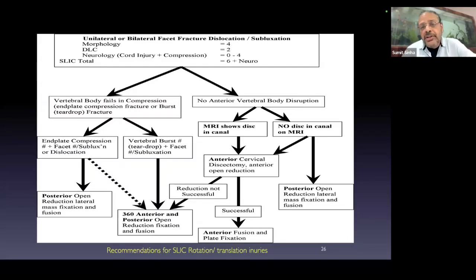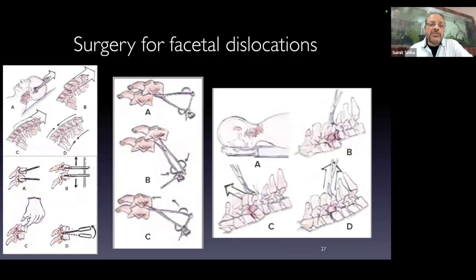And if there is no anterior vertebral body disruption, but MRI shows a disc in the canal, then you have to first of all take care of the disc. Now, this is very important. You have to do an anterior cervical discectomy, an anterior open reduction, and an anterior fusion, and then flip the patient prone, and then do a 360-degree from behind. However, if there is no disc in the canal, then you can only do a posterior open reduction of the facets and fixation posteriorly.